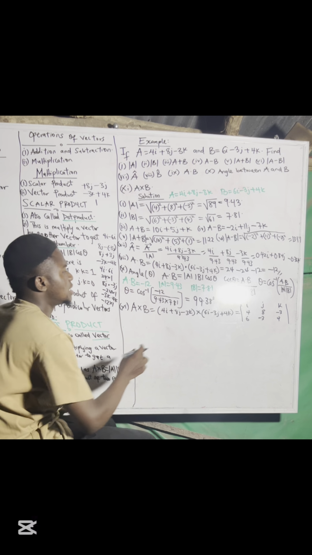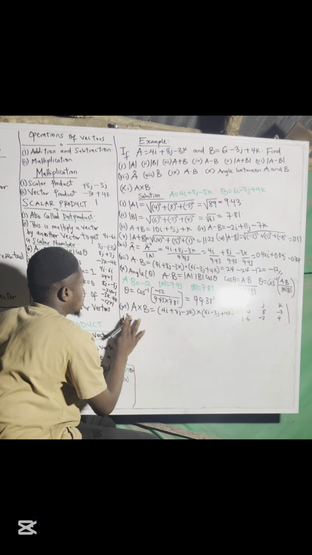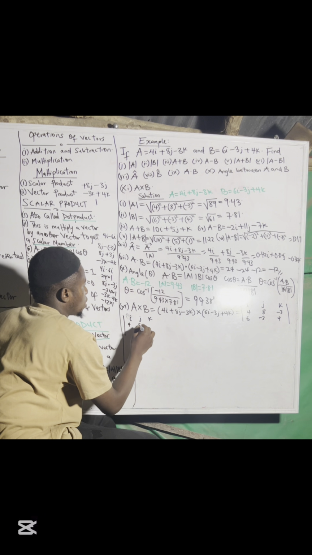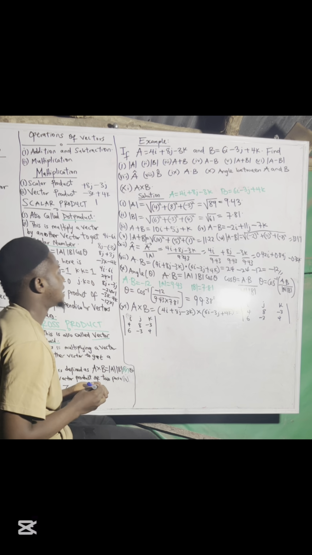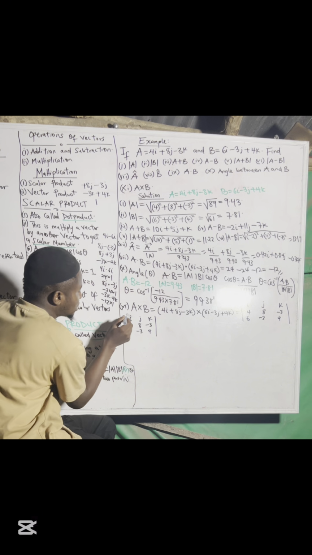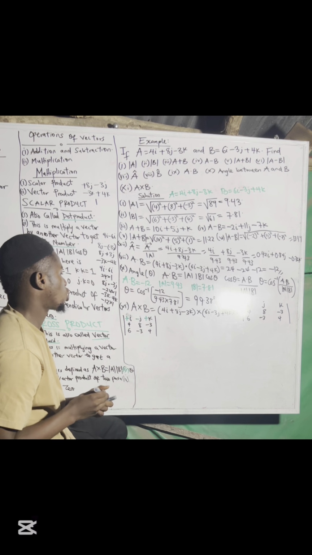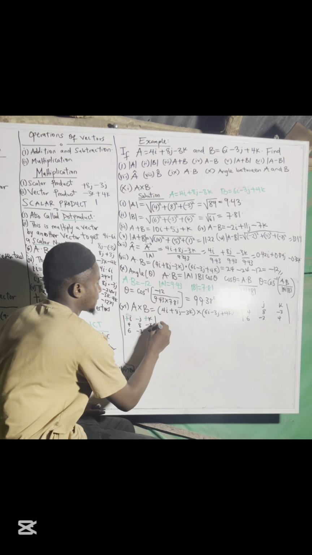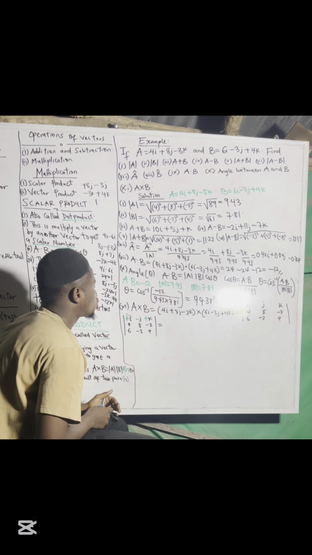The next thing we are going to do now is this. This vector, I'm writing it here again. That is I, J, K, 4, 8, minus 3, 6, minus 3, 4. So the method we are going to be using now is that in this first row, you are going to put plus, minus, plus. Then the next thing we are going to be doing is using the determinant method.